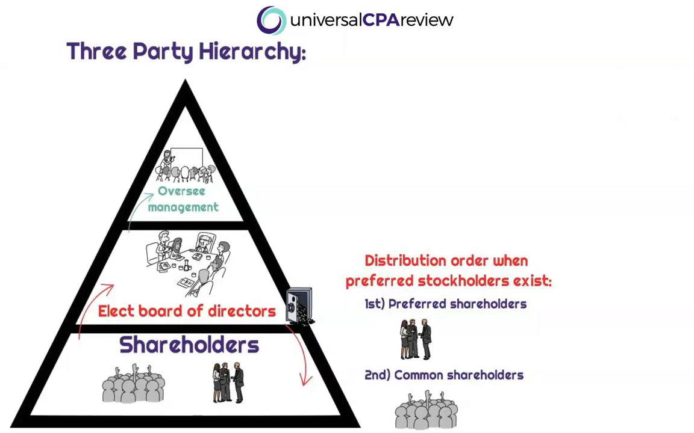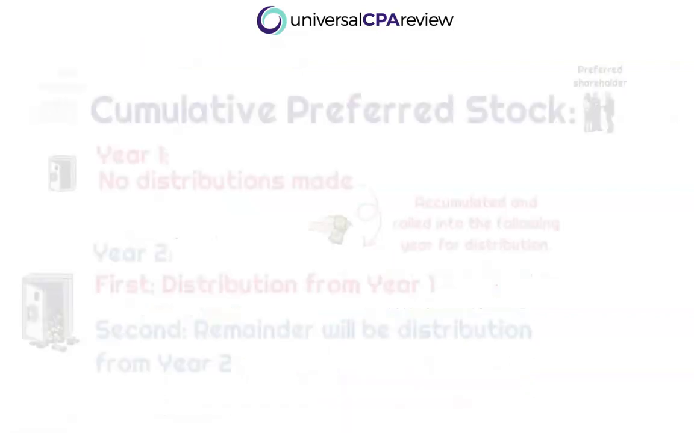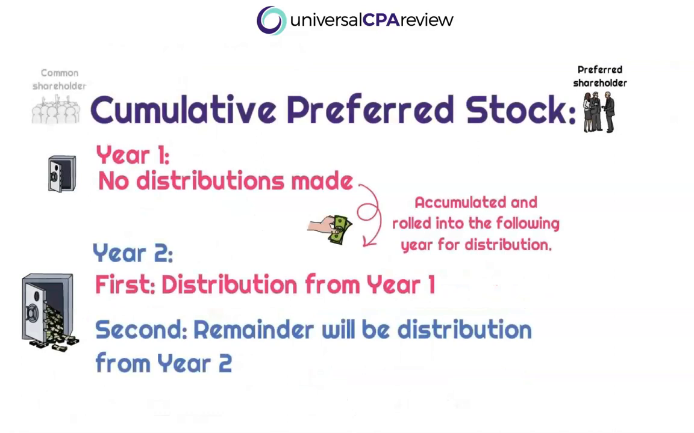Okay, so what do they have preference on? That's the dividend distribution. And on top of that, there are 2 types of preferred stock that you should generally be familiar with. We have cumulative preferred stock and non-cumulative preferred stock. If you're a preferred shareholder, you're hoping for cumulative preferred stock, because what that means is if the corporation decides not to distribute the dividend in the current year, the amount of that dividend will still accumulate and will be paid out in future years.